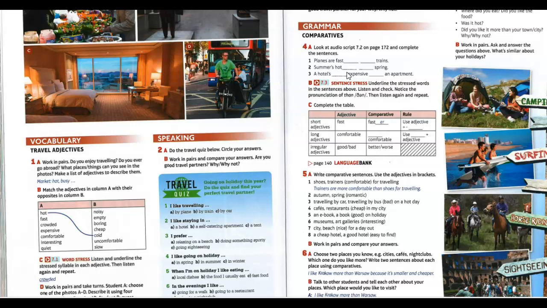So the main things to focus on with comparatives is the weak ER sounding at the end of the adjective and the weak than sound. So, planes are faster than trains. Planes are faster than trains.